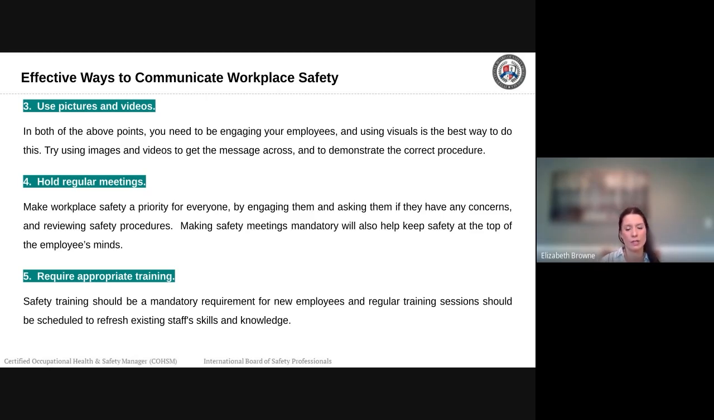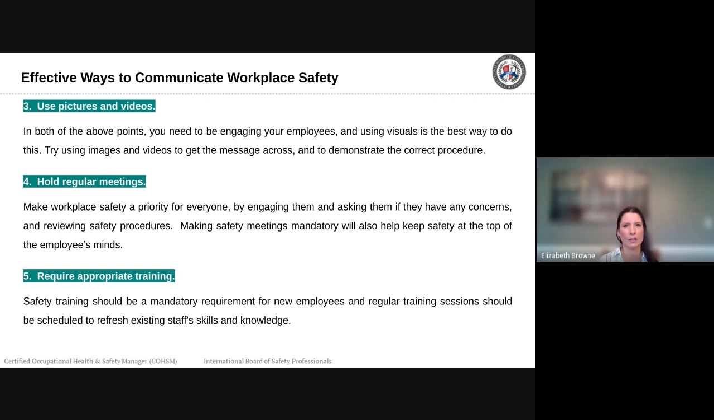Using pictures and videos helps to engage employees. So no matter how you're communicating your safety message, ensure that you use pictures and videos. I've even seen a poster of a close-up of somebody's eyeball with a staple sticking out of it, and the whole point of the poster was to wear your safety glasses, of course.